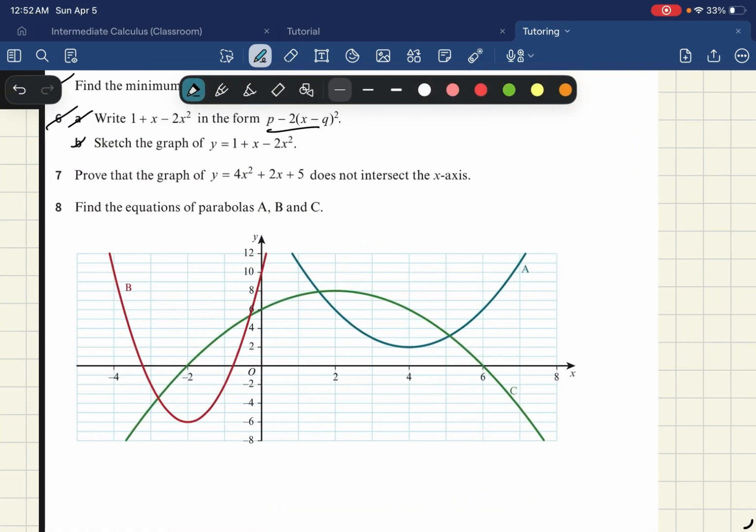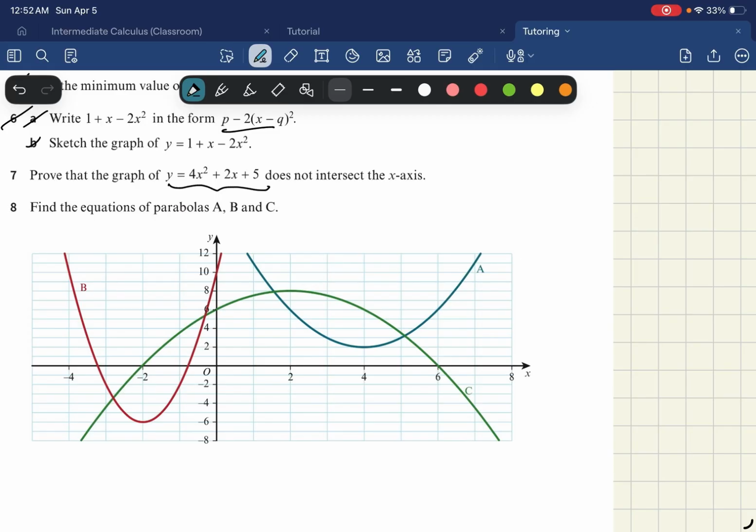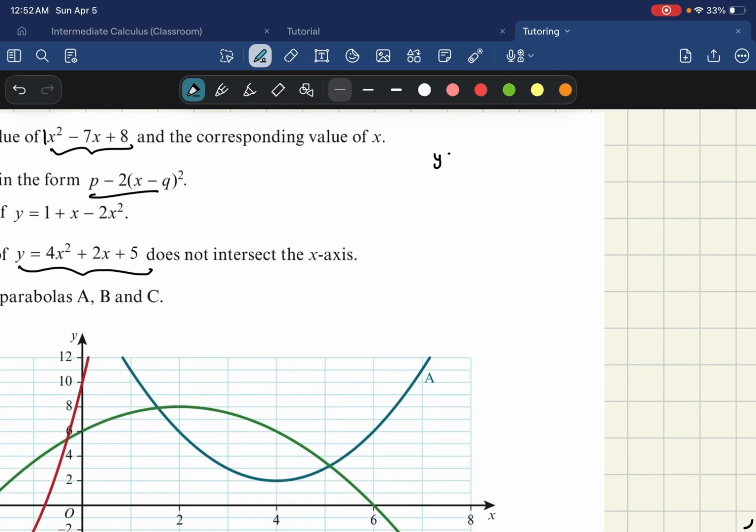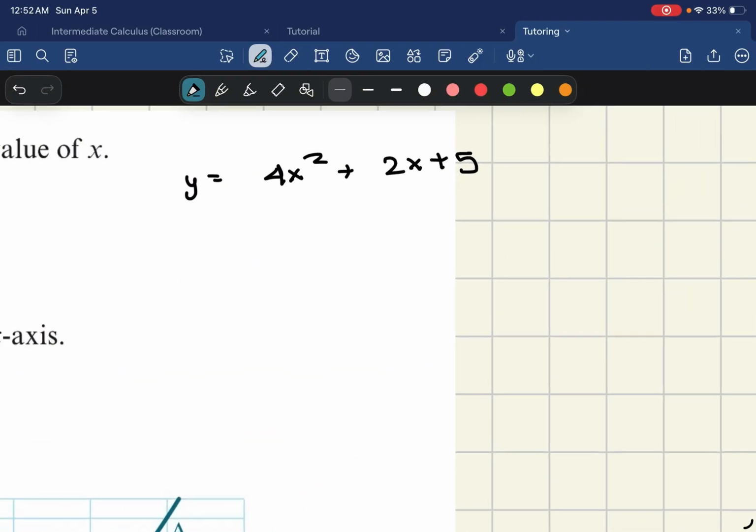So prove that the graph of this does not intersect the x-axis. All right. So we have the equation y is equal to x squared plus 2x plus 5. Now there are two ways that are very obvious to me to approach this question. One way is you can just put y is equal to 0. And when you solve the quadratic equation, you will see that this quadratic equation has no real solution.